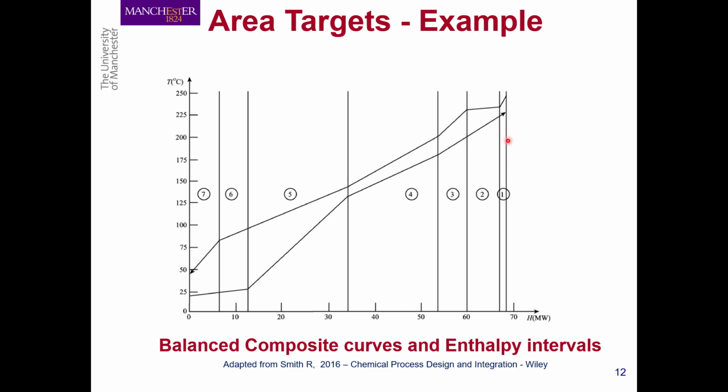Okay, and then again, as I explained in the previous slide, we break this composite curve into different enthalpy intervals. So we are looking at vertical heat transfer, and how we do that is that wherever the slope of this composite curve, either hot or cold composite curve, is changing, we make one interval. So for example, going from a temperature of 40 degrees to a temperature of, let's say, 80 degrees, we have one slope, so that is one interval.